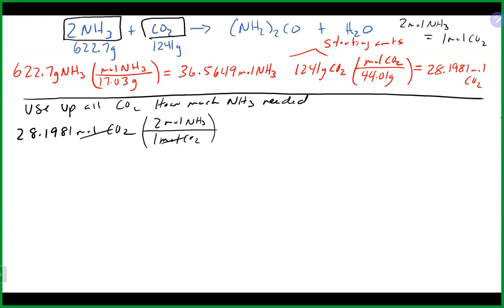The moles will cancel. So we're going to take our 28.1981 times it by 2. That means we need about 56.3962 moles of NH3 is needed to use up all of the CO2.